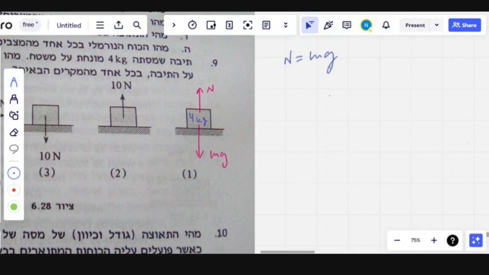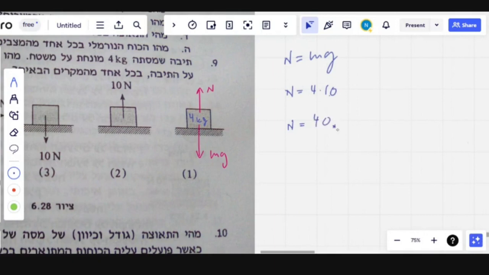So the normal force is going to be equal to mg, which is 4 times 10. And mg is not in kilograms; the force is in newtons. So mg is 40 newtons. The mass is in kilograms, but the force is in newtons. So the normal force is going to be 40 newtons.